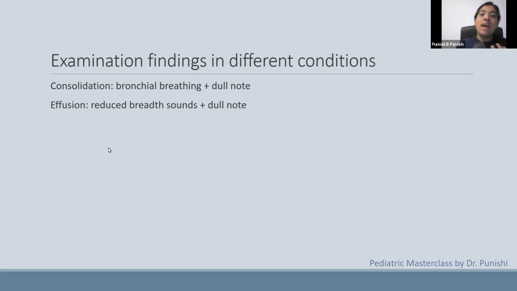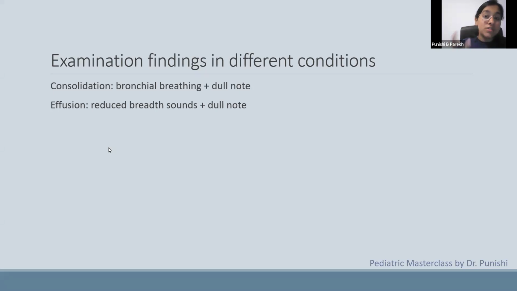But effusion will have reduced breath sounds, whereas consolidation will have bronchial breathing, louder breath sounds, and that's an important differentiating feature on clinical examination between the two. Because effusion has liquid, which is not a good conductor of air, you will have decreased breath sounds. Whereas consolidation has inflammation within the alveoli, which is a good conductor of air, so you will hear louder breath sounds, what is called bronchial breathing. So this is how you differentiate consolidation versus effusion on clinical examination.